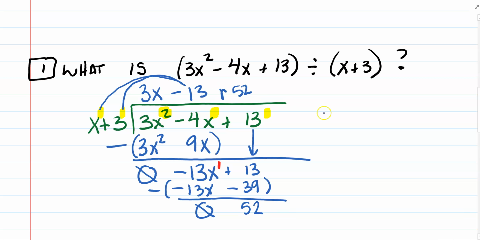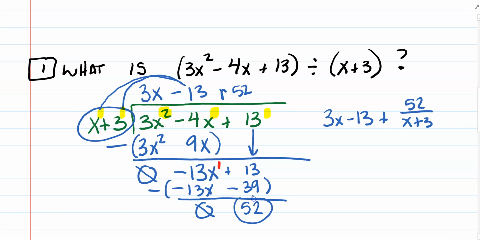Another way to write the answer would be 3x minus 13 plus 52 divided by x plus 3. This part down here, since this is my remainder. So that right there is our first example of how to divide using long division. We're going to do 2 more examples, but that's the basic process.